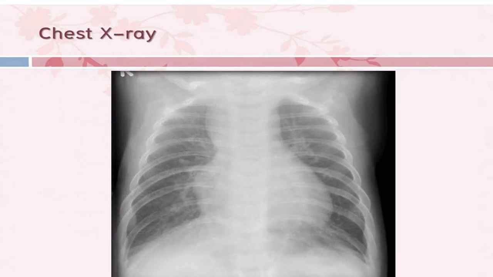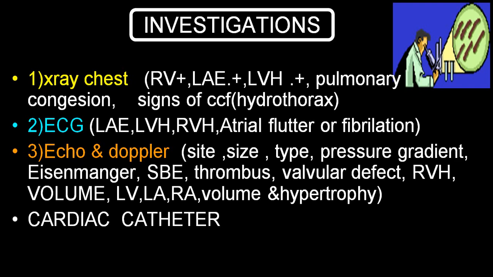And this will be the typical picture, what we call a snowman appearance or figure 8 appearance. X-ray chest will show you a big LV, dilated LA. RV will be mildly enlarged and hypertrophic. There will be pulmonary congestion in an early stage. And then in a late stage, you will see signs of congestive cardiac failure in the form of bilateral hydrothorax. ECG will show you LVH, LAE and RVH, but LV will be more than RV. Because of LAE, atrial flutter fibrillation is quite common.